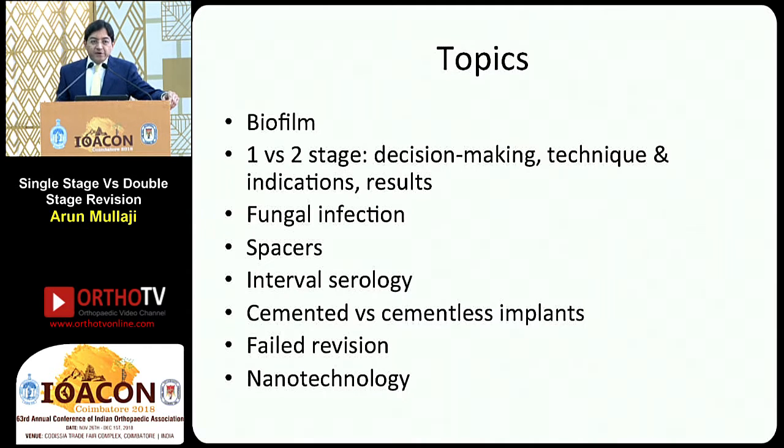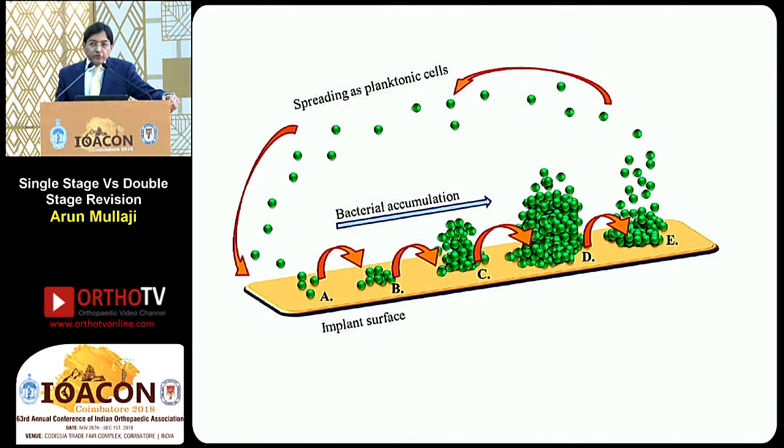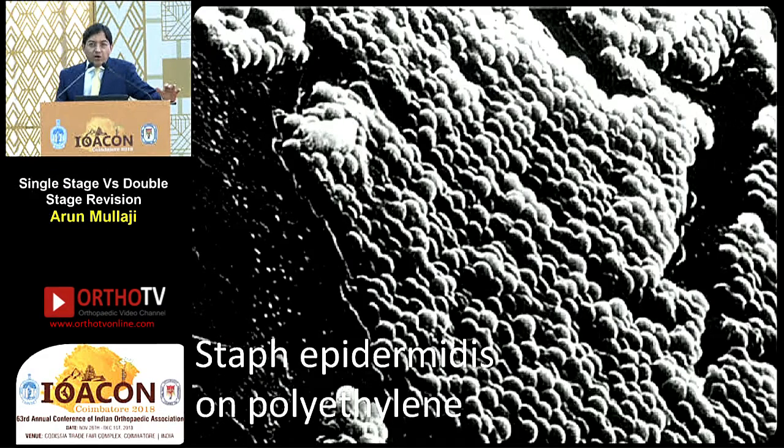minutes. It's pretty ambitious, but it's a very important topic, and I'll try and get through most of these. So the most important thing is to understand that when bacteria come in contact with the implant, they start colonizing the surface. They accumulate, and over a period of time, they form a large layer of these bacteria, and this is Staph epidermidis on polyethylene.